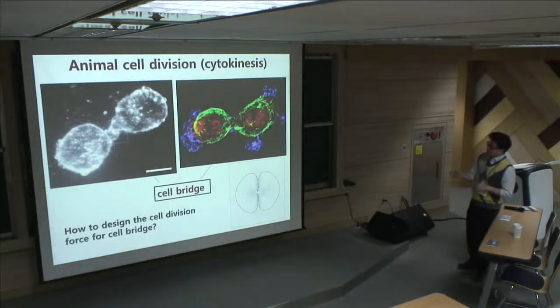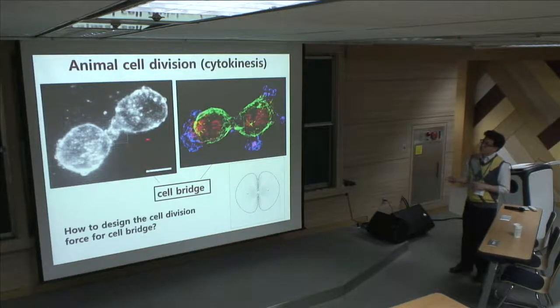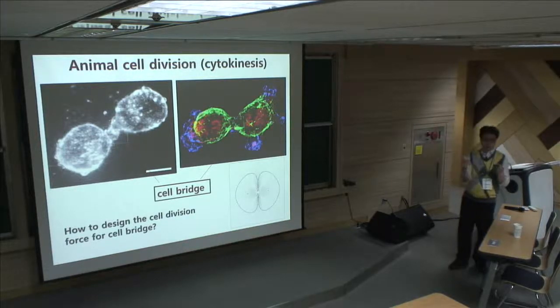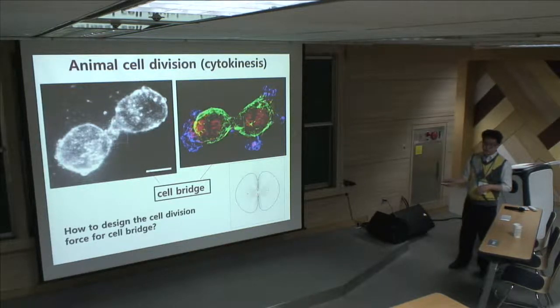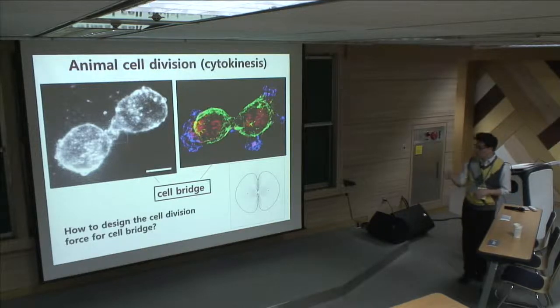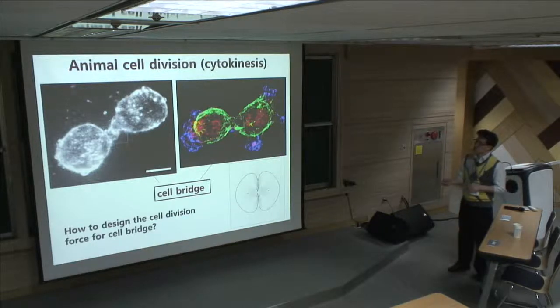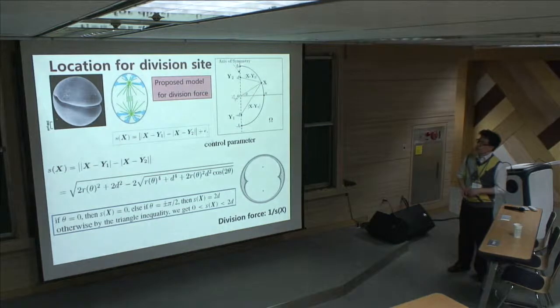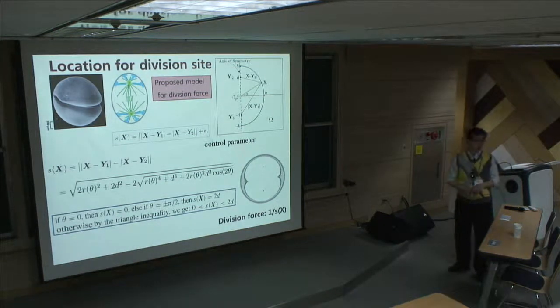But with the previous model, the simulated cell bridge is a little bit wider because only two contracting forces are attracting each other, so it looks like a cusp shape. How can we generalize this model? We propose a new contracting force model. Mathematically it's very simple.